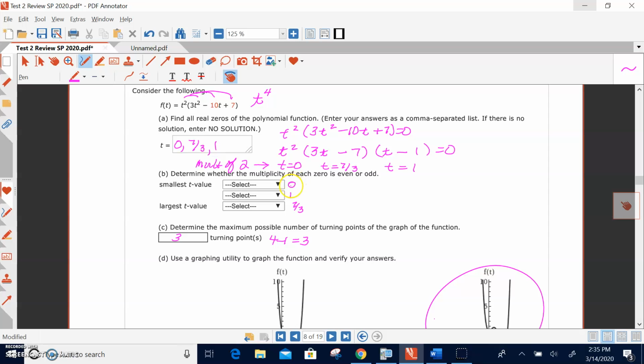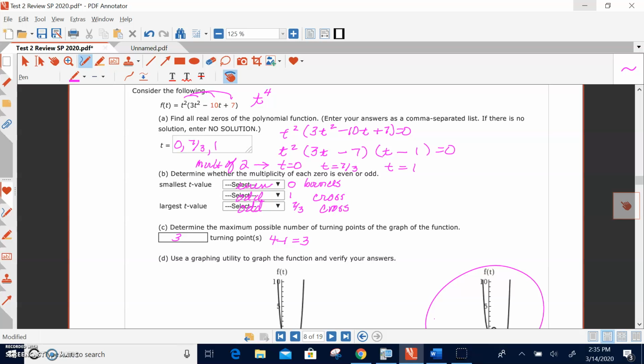The smallest 0 is 0, and its multiplicity is even. The largest 0 is 7/3, and its multiplicity is 1, so it's odd. The 1, which is my 0, has multiplicity of 1. It only occurs once, and it's odd as well. Remember, when the multiplicity is even, your graph bounces on the x-axis. When the multiplicity is odd, your graph is going to cross the x-axis.